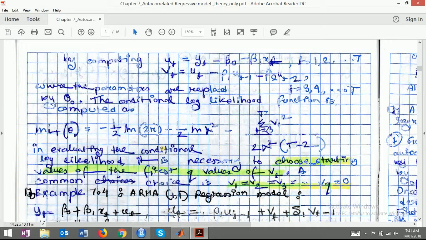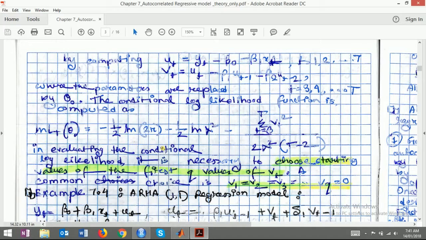Vt is ut minus rho 1 ut minus 1 minus rho 2 ut minus 2, but the parameters are replaced by theta naught. Obviously the initial par, if you can remember how it is done in R, is going to be replaced with the new estimated parameters. The conditional log likelihood function is computed as minus 1 by 2 log 2 pi, minus 1 by 2 log sigma square, minus vt square divided by 2 sigma square. So instead of ut square, we're talking about vt square divided by 2 sigma square, multiplied by t minus s, where t equals s plus 1 to T.